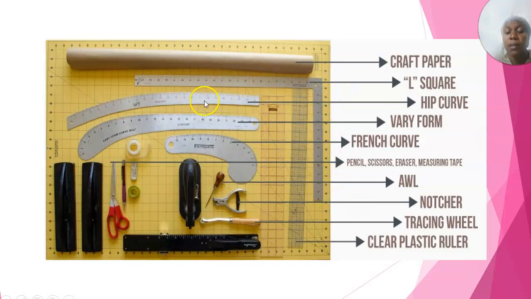We have the hip curve here, that is used to curve our hip in the pattern pieces. We have our French curve here. They can be two; there is this one and this one, they vary. We also have our scissors here. We have our pen, our tape measure, our eraser. We also have our tracing wheel here, and a plastic ruler.